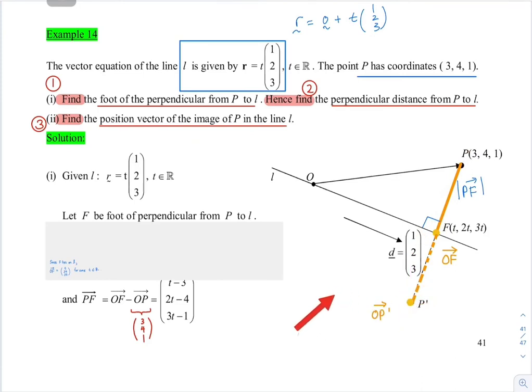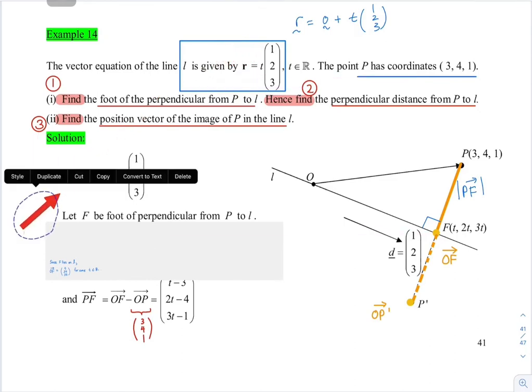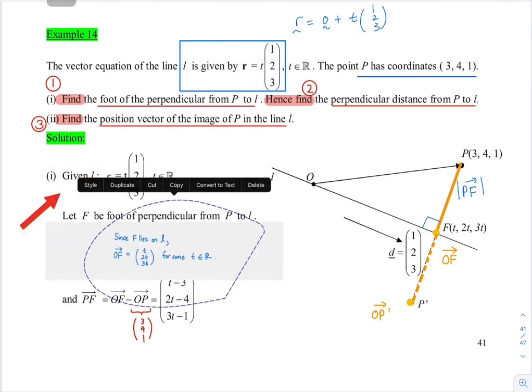Alright, so first and foremost, we need to find the position vector of F, and based on the previous example, since F actually lies on this line, the position vector of F can be taken from the equation of the line L. Okay, so we have this.